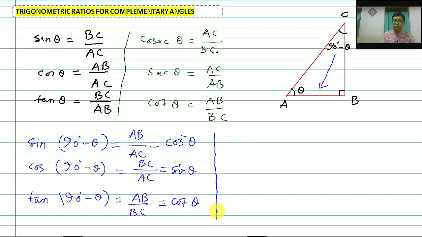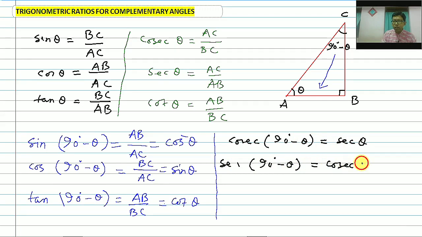You have to now write the reciprocals. Now you have to write the reciprocals of sine, that is cosec 90 degree minus theta is equal to sec of theta. Next, sec of 90 degree minus theta is equal to cosec theta, and finally cot of 90 degree minus theta is equal to tan theta. Okay, all the trigonometric ratios with respect to the complementary angles are written.